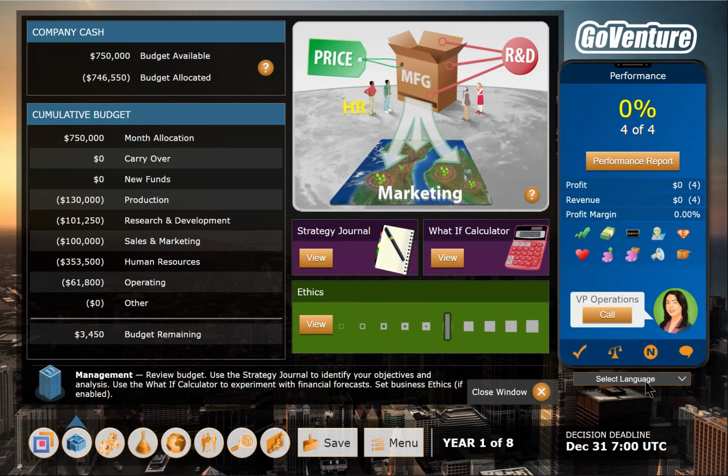And then finally, we have a language selector. So you can use that to change the language of the interface. And this uses machine translation. So the translation is not perfect, but it can be very helpful if English is not your first language.